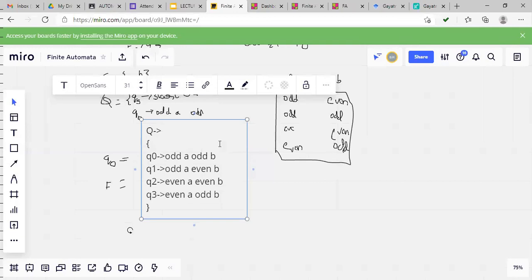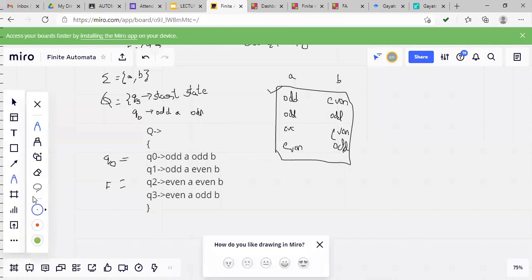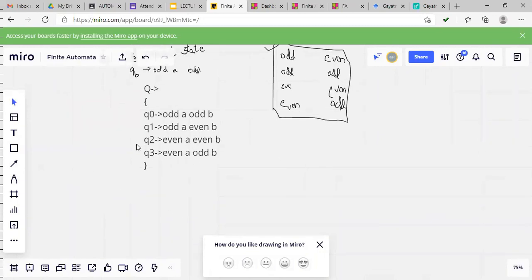This is our Q. Any doubt, students, why we have taken this as our state? Any doubt in this? Let me know if you have any doubt. Is this okay? Fine. Because the question is odd number of A's and even number of B's, then we saw that these are the other possibilities. So we have taken that as our states.